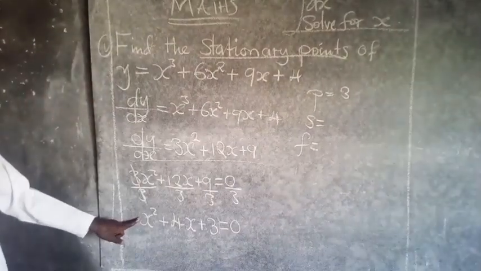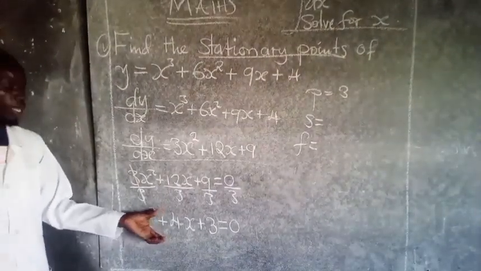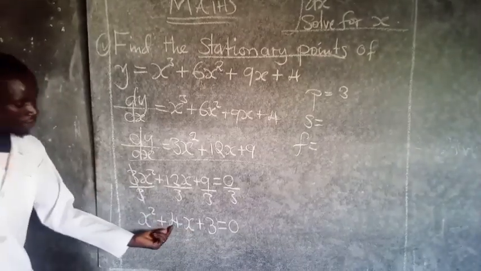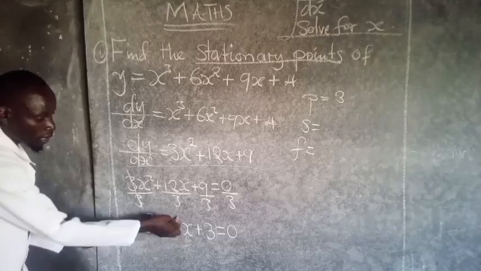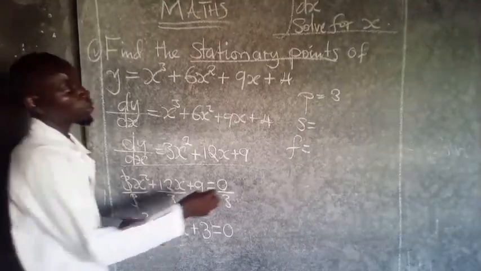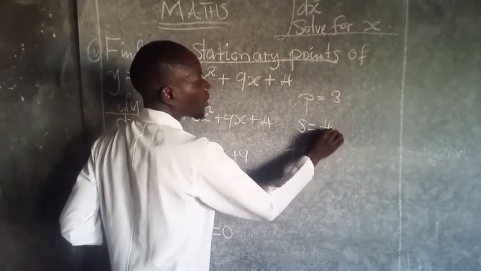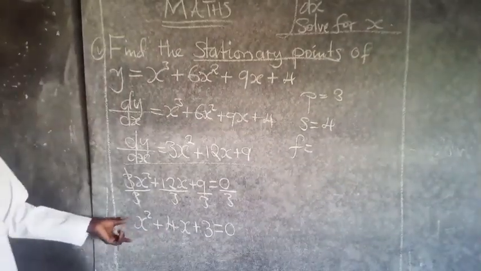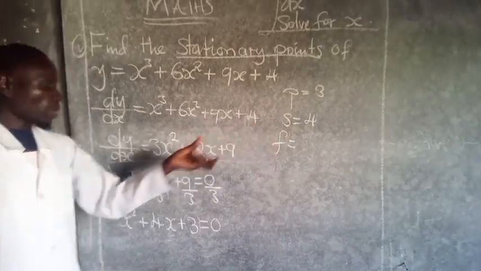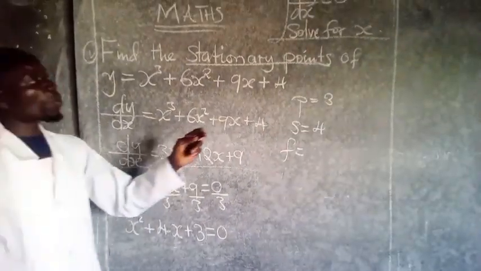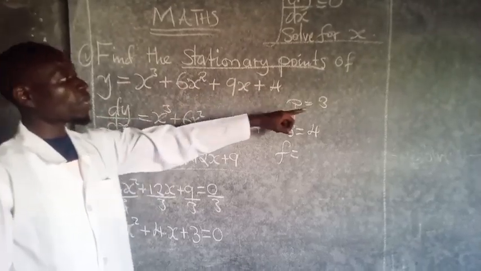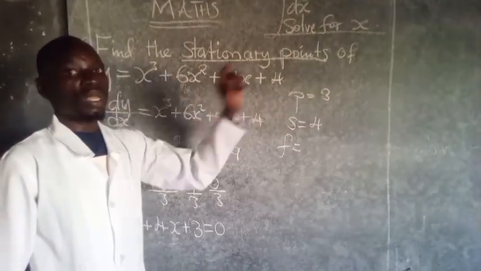That is our product. And then the sum, I said we get the middle number. So this is the second term, and the coefficient is 4. So the sum is 4 in this case. So you write sum is 4. And then we have to look for the factors. The way we find the factors, we have to look for two numbers, whereby if we multiply those two numbers, they have to give us the product of 3.